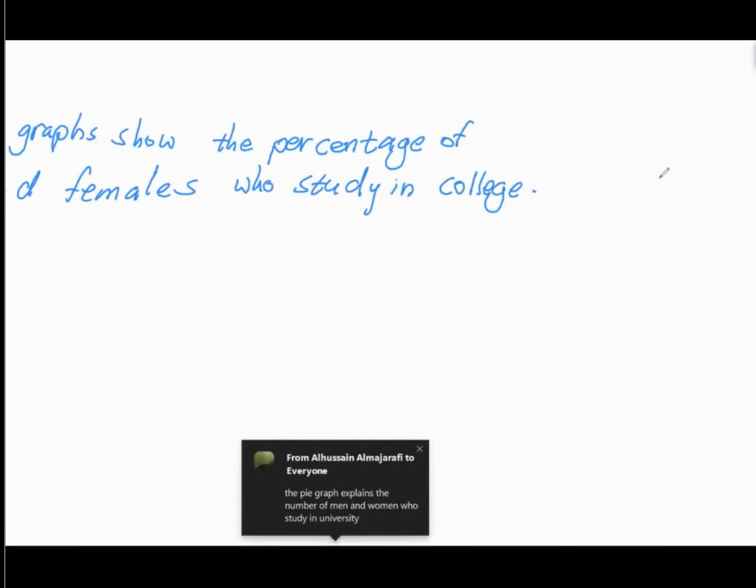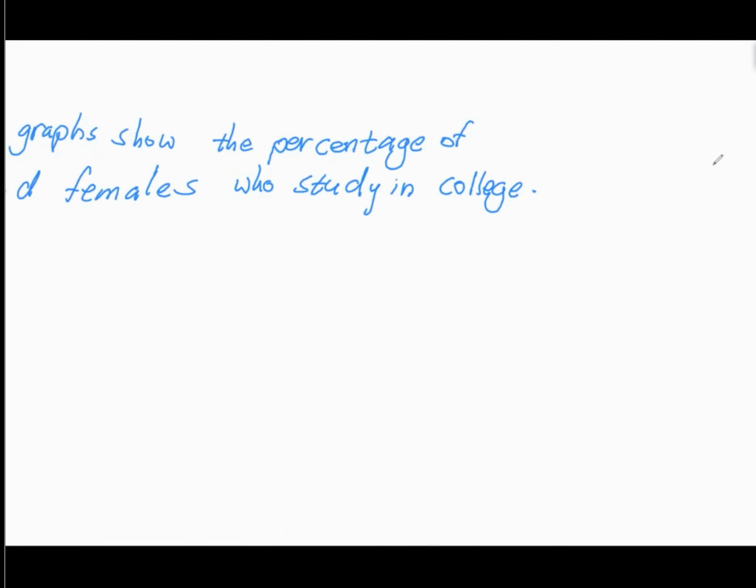Take your time. Don't be in a hurry. Take your time. We are practicing. Pie chart illustrates the percentage of males who study in college. Okay, very good, Mohammed. So you changed show into illustrate. Al-Hussein, the pie graph explains the number of men and women who study in university. Very good, Al-Hussein. Yes. Ali Ibrahim, the pie graph illustrates the percentage of men and women who study in college. Very good.